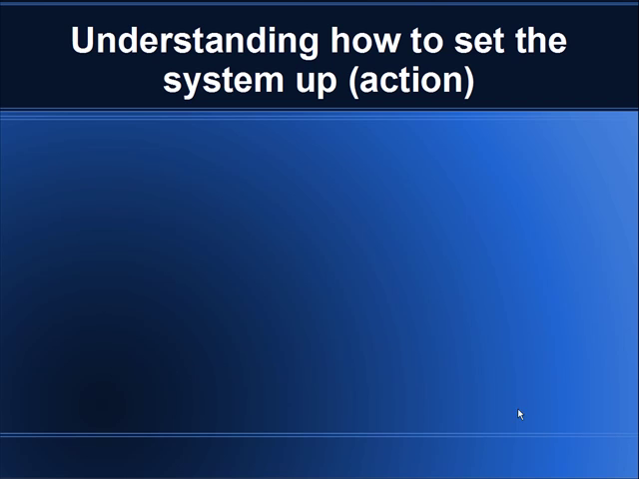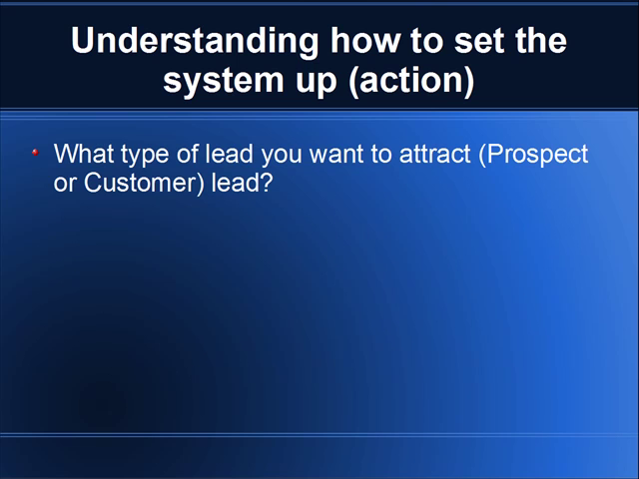So in this particular video, we're going to talk about understanding how to set up this system. The first thing you need to figure out though is what type of lead that you want to attract, whether that's going to be a prospect or customer-based lead. Remember, prospect leads are basically leads that fill out a form and they get something for free. So they haven't actually purchased an item or anything like that. A customer lead, however, is somebody who has purchased a product previously.